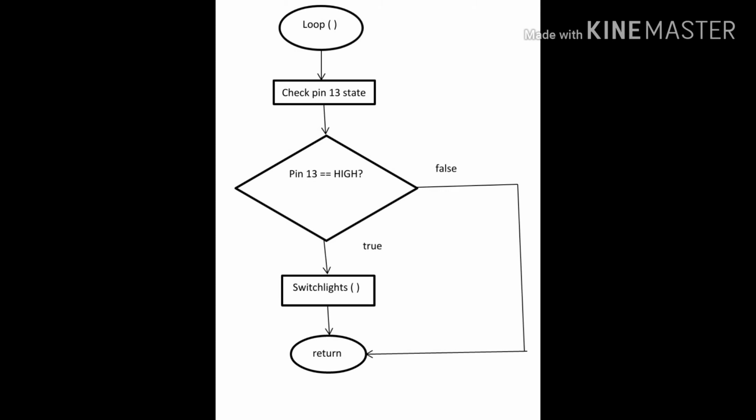And this is the flowchart for the loop function. You can see this loop function checks the pin 13 state. Pin 13 refers to the button. If the button is pressed, or in high condition, the statement is true and it will go through the switch light function and then return. If nobody presses the button, or pin 13 is in low condition, the statement is false and it returns.